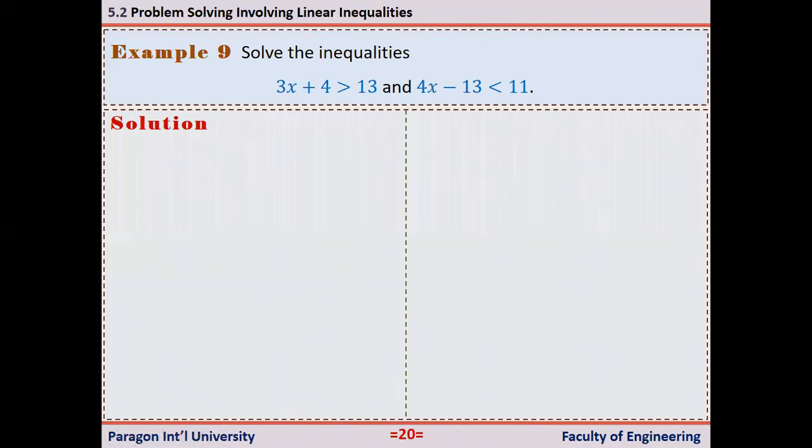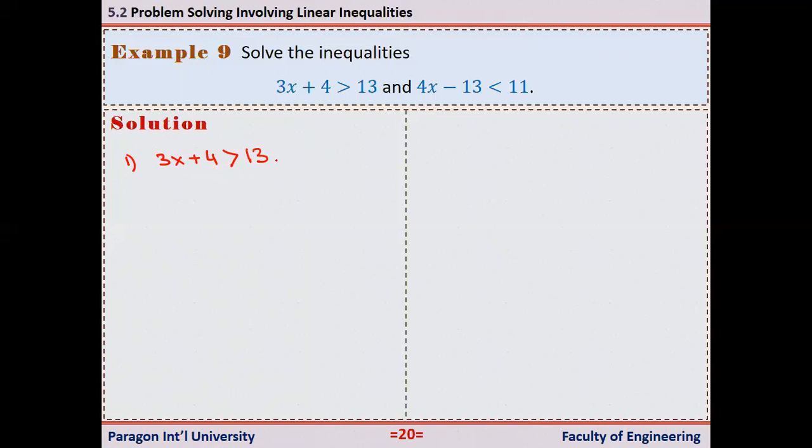Okay, so let's consider this example. Solve the inequalities. Here, as you see, we are given two inequalities. 3x plus 4 is greater than 13, and 4x minus 13 is less than 11. So we have to solve them together. To solve these inequalities, first we have to solve them separately. The first step: let's say the first inequality is 3x plus 4 is greater than 13, right? And we have already studied and practiced a lot of questions about solving these kinds of inequalities.